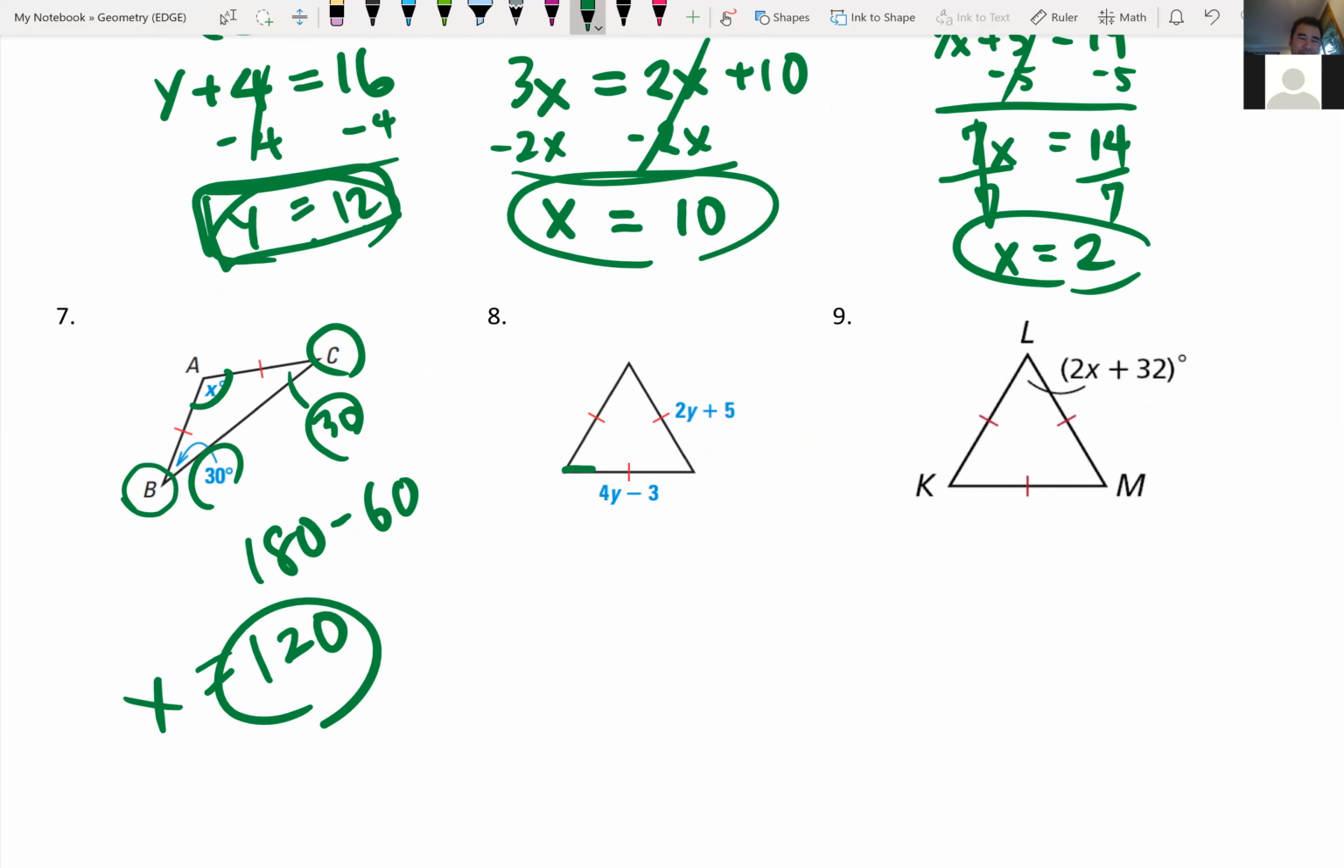What do you know about this side? It's about the side, right? This side and this side. Do you see the marking right there? It means they are equal. They are the same length. So how do you set up an equation?